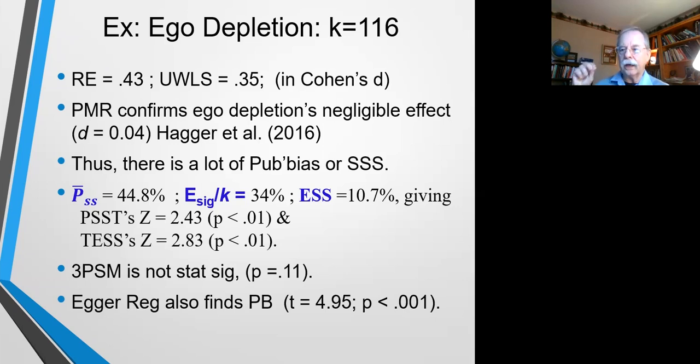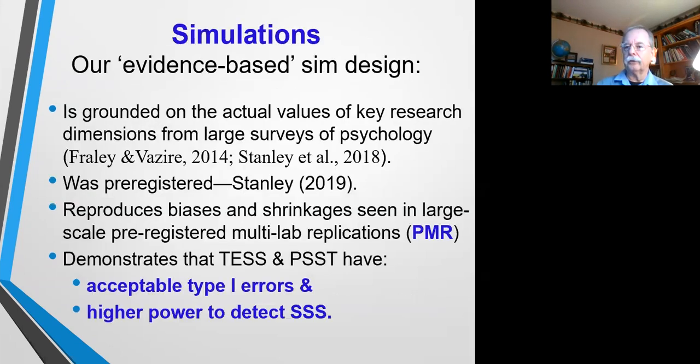When you apply these numbers to those 2 z formulas I showed a minute ago, you get either 2.43 or 2.83. Both are statistically significant at the 0.01 level. 3PSM here is not statistically significant. The Hagger test is. The Hagger test, even though it's not supposed to be very powerful, it's plenty powerful in this application.